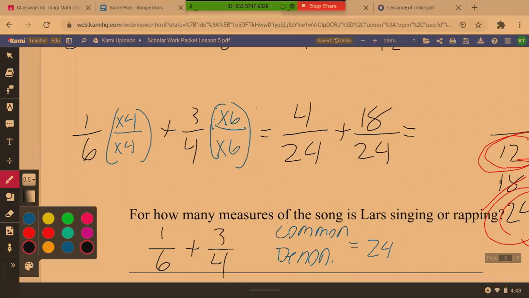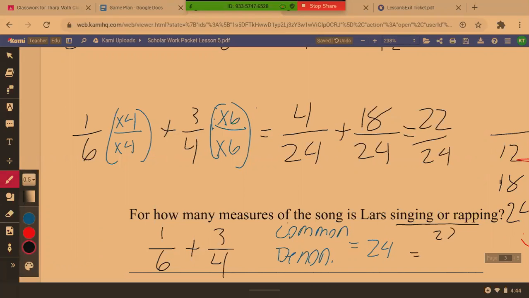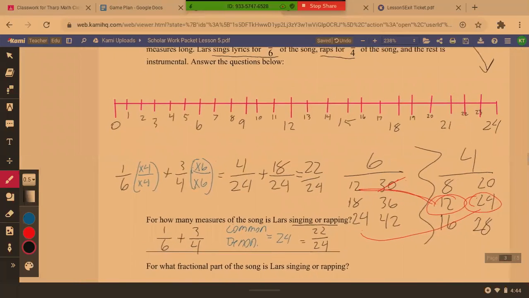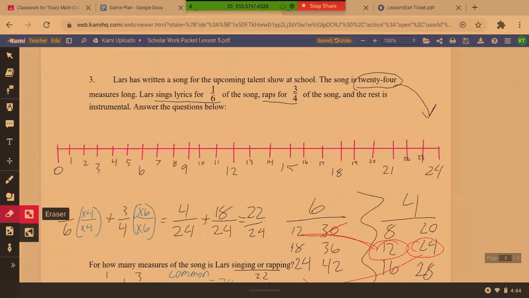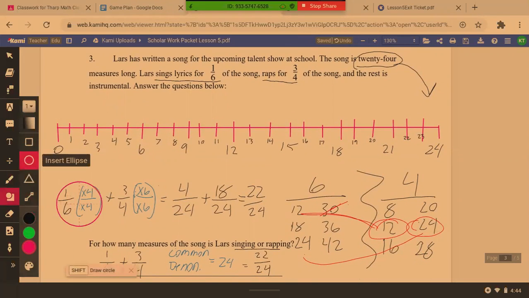So how long does Lars spend singing or rapping? It is going to be 22 over 24. So 22 measures out of the total 24 measures are spent singing or rapping. But since now we have manipulated fractions, we can label it. So it says 1/6. So we manipulated 1/6 into 4 24ths.